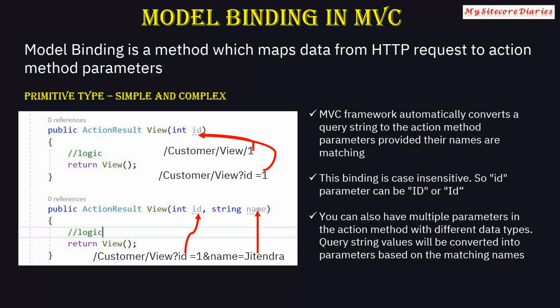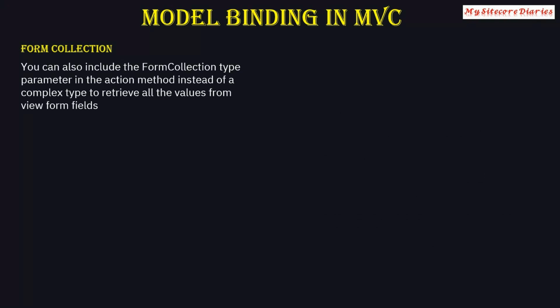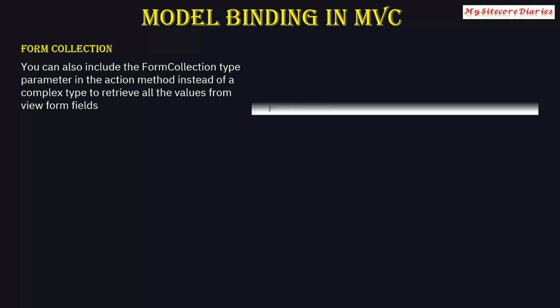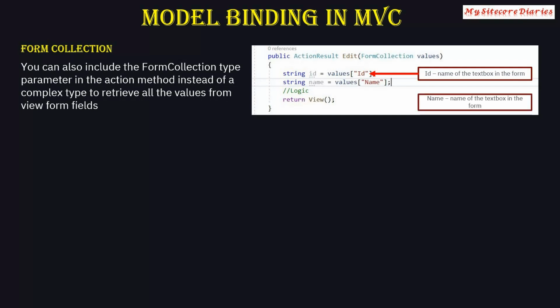For complex types, you will also have JSON parameters, JSON strings that will get matched. We'll see how the form collection works. Okay, so next is the form collection. You can also include a form collection type parameter in the action method instead of a complex type, to retrieve all the values from the form. So basically you have a form collection here, and in your view you have id as a text box. That will get mapped to id here, as id is the name of the text box. Then you have the name text box on the form, and it will get mapped here. This is how the form collection gets mapped.